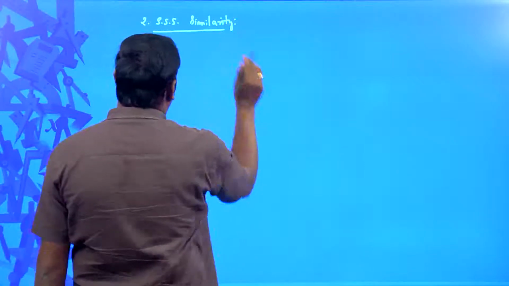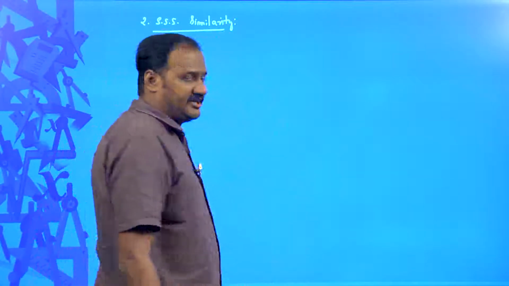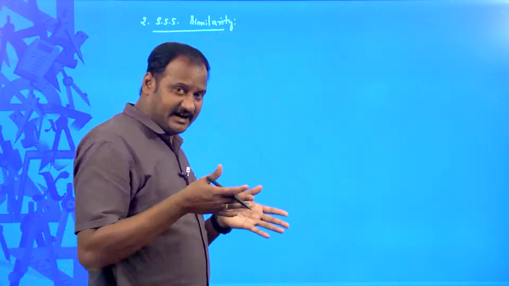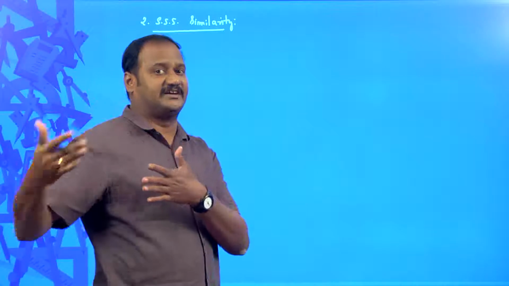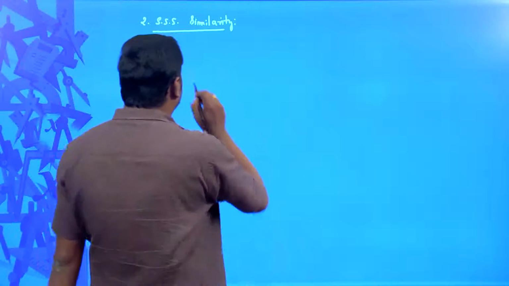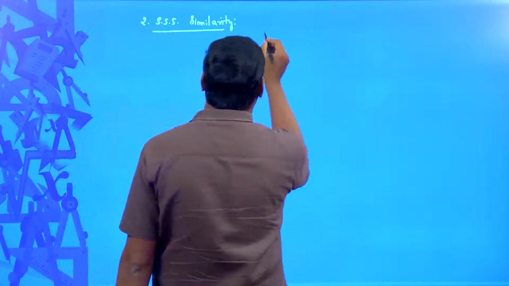See, in this SSS similarity criterion, you are given two triangles. The sides of one triangle are respectively proportional to the sides of the other triangle. Then their corresponding angles are equal. We already discussed this is the converse of AAA similarity. Hope you understand, right? So according to the similarity criterion, what is the statement?